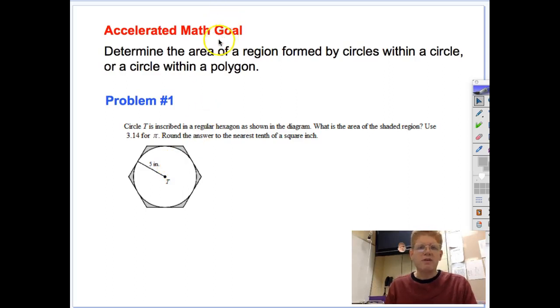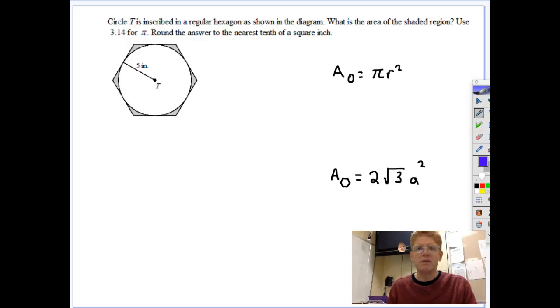In this accelerated math goal, we are given a geometric shape. We've got a hexagon here. It has 6 sides and a circle inside of it. And when you do that, where it's touching the outside, that's called a circle inscribed in a hexagon. And our job is to find the area of the shaded region. So let's go about getting that done.